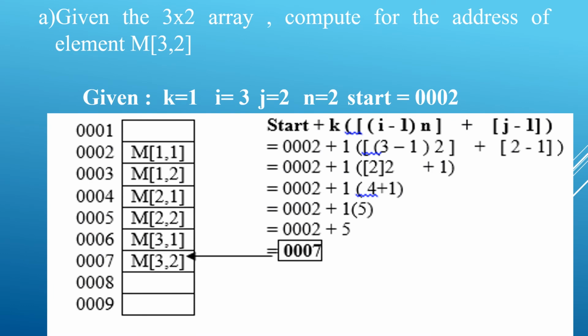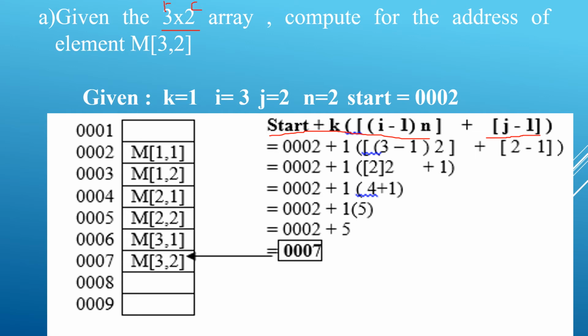So, given the example, we have an array of size 3 by 2. So that means we have 3 rows and 2 columns. And we're going to compute for the address of an element wherein the desired element is at row 3, column 2. Now, using row major, we will make use of the formula start plus k times I minus 1 times n plus j minus 1. Okay? So, first, whenever we have a mathematical problem, word problem, we have to analyze first the given problem. We have here an array of 3 by 2. So, 3 by 2, that means we are referring to 3 rows and 2 columns.